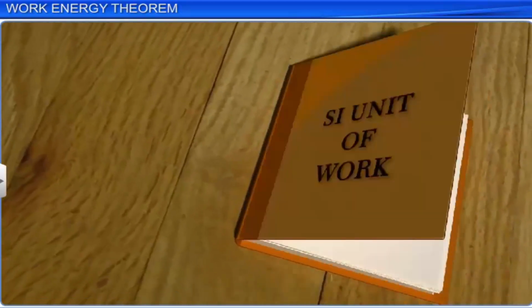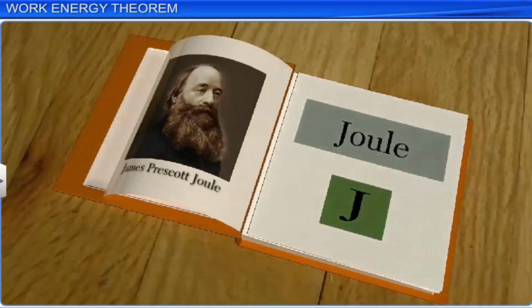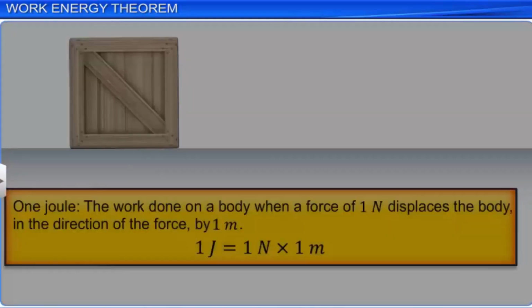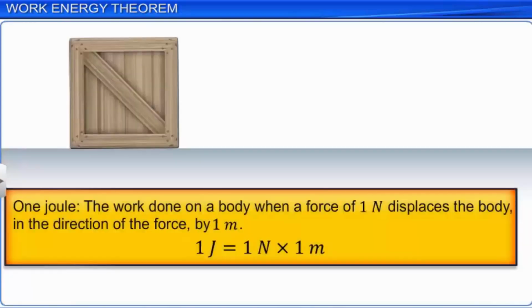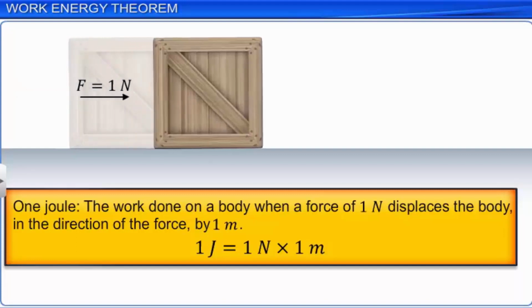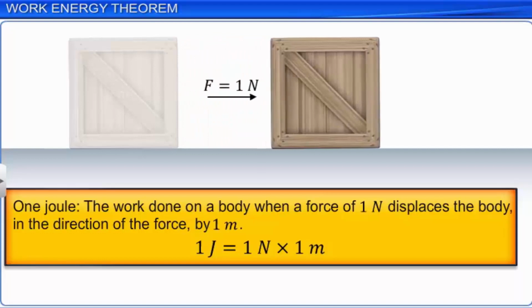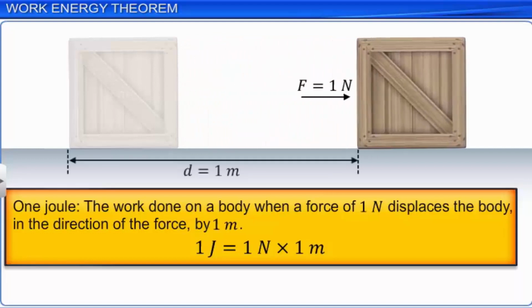The SI unit of work is joule, which is denoted by the letter J, named after the famous British scientist James Prescott Joule. Thus, 1 joule is defined as the work done on a body when a force of 1 Newton displaces the body in the direction of the force by 1 meter.